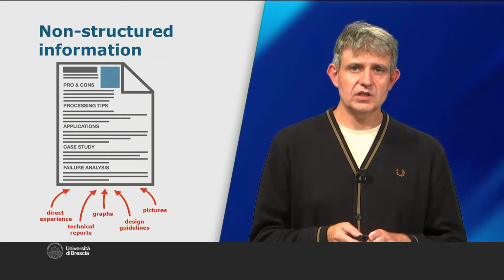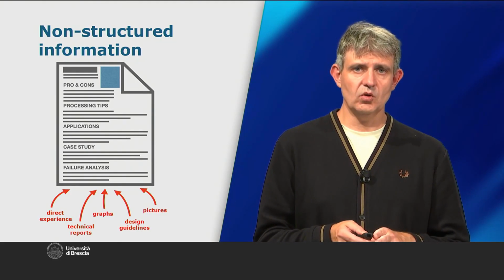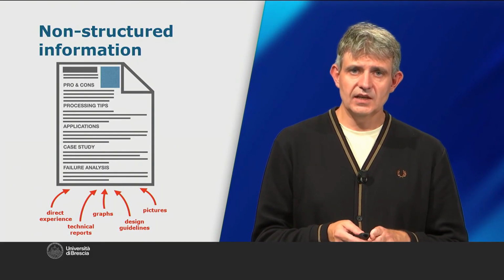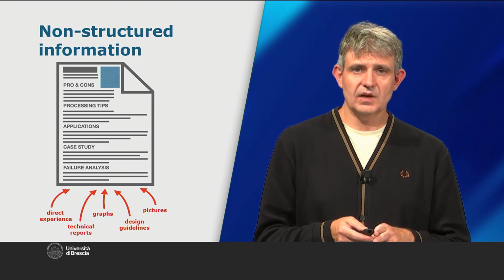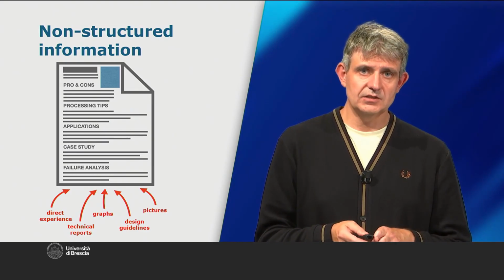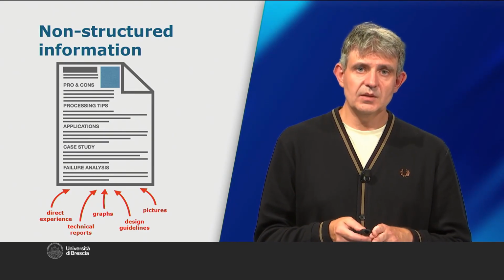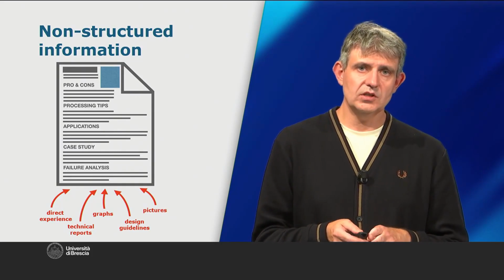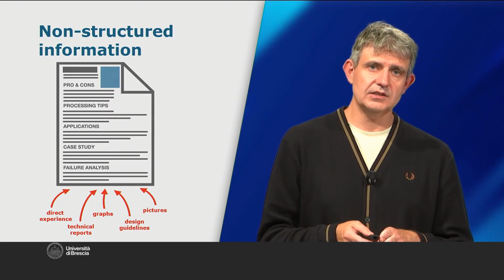In addition to structured information, there is other, much more specific information about each material that we will call unstructured information. This includes the advantages and disadvantages of using a material, design recommendations, typical applications, case studies, or failure analyses. This information can be obtained from various sources, such as the designer's direct experience, technical reports, charts, drawings, and design guidelines. The combination of structured and unstructured information forms the essential foundation needed to effectively manage a material within a project.